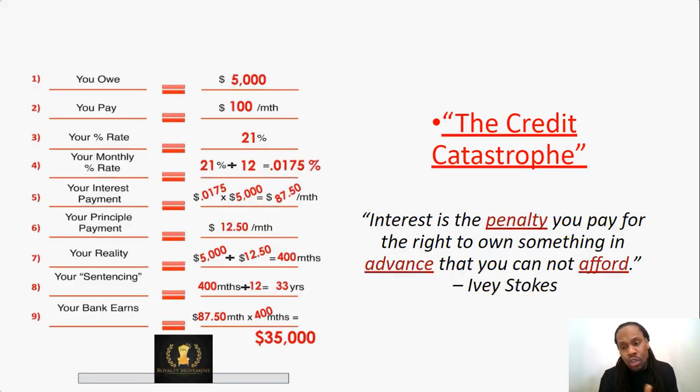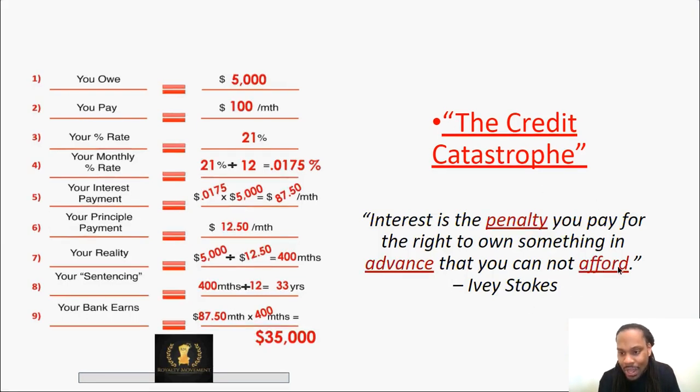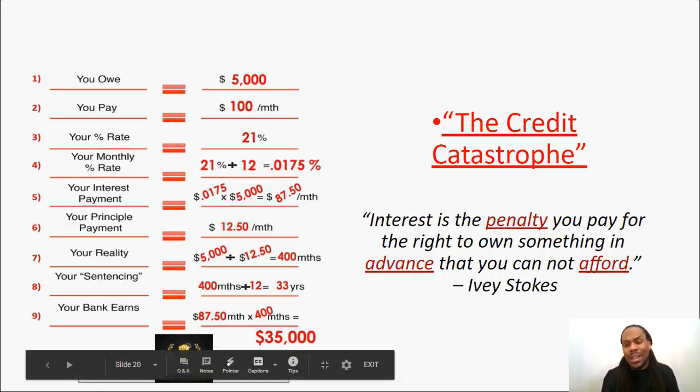Interest is the penalty you pay for the right to own something in advance that you cannot afford. So in other words, you're paying a penalty to own something right now by using your credit card, because obviously, in the eyes of how the game is played, you can't afford it at that time. So make sure when you're spending on your credit card, it's money that you can pay off right then and there, or at the end of the week, or very soon, so you don't find yourself in this scenario right here. This is the credit card catastrophe, and this is how credit card interest is calculated.